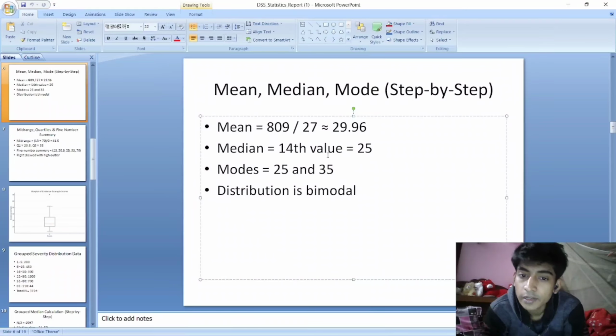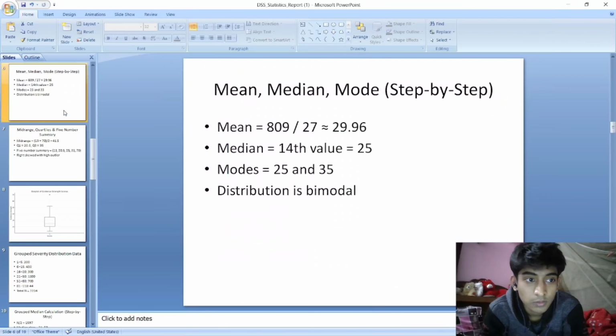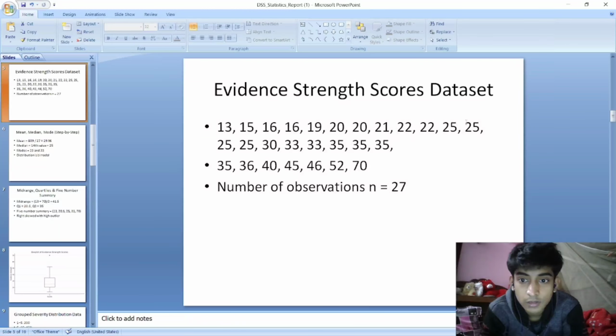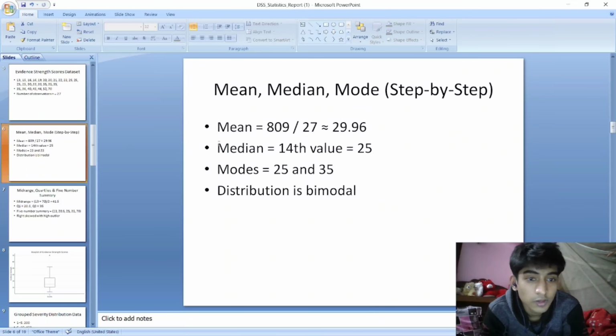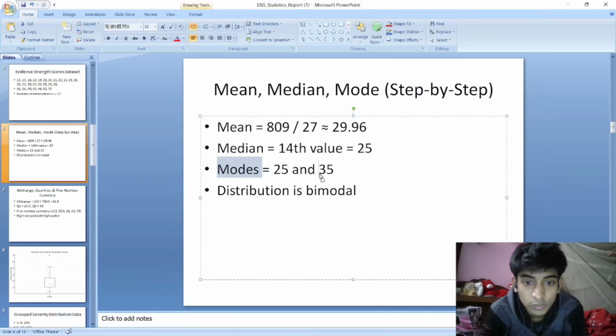We will calculate the median, which is the middle value: 27 plus 1 by 2, which is the 14th value. It will give you this. Now check the data set for the most frequently occurring values. We will get 25 and 35 as the most frequent values. So we get the mode as 25 and 35, right?